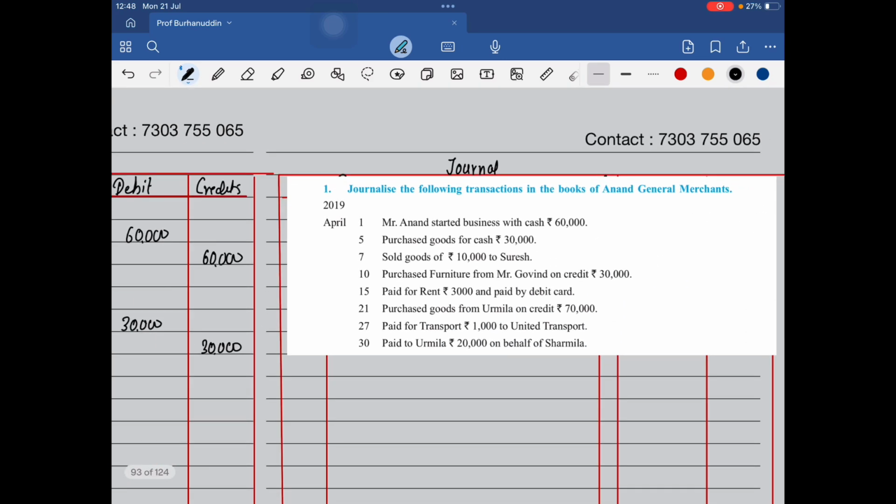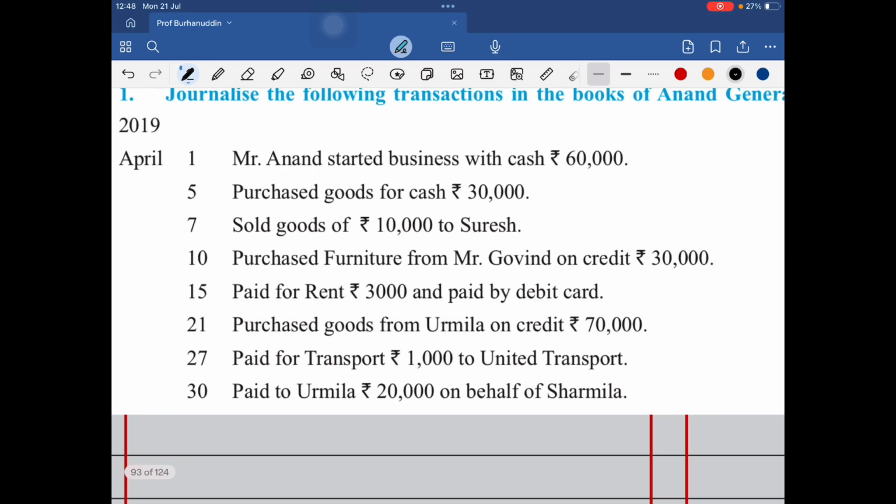The next transaction, Prakash, is on 7th of April. Sold goods to Suresh. Chalo. Two accounts: one is going to be Suresh and one is going to be sales. Sir, Suresh is debited, sales is credited. Again, in this question, I need not explain it to you because we have done a lot of questions where purchase was debited and sales was credited.